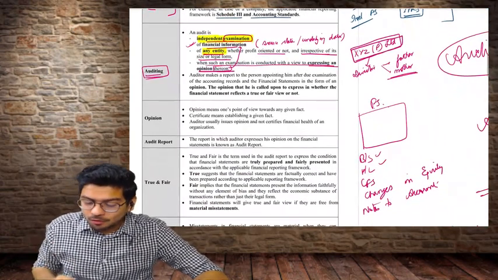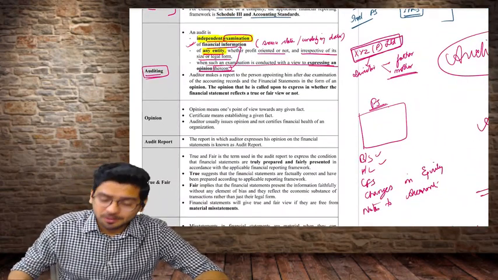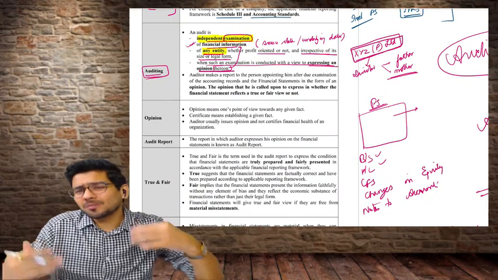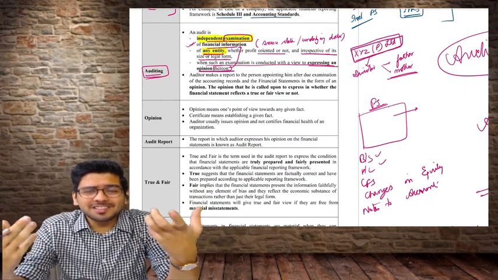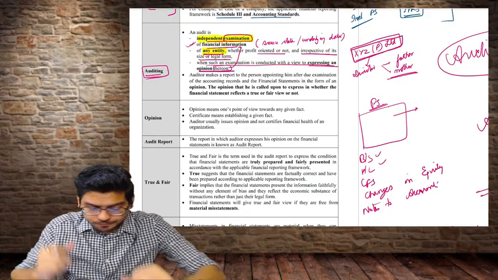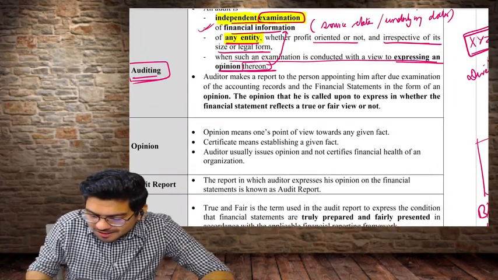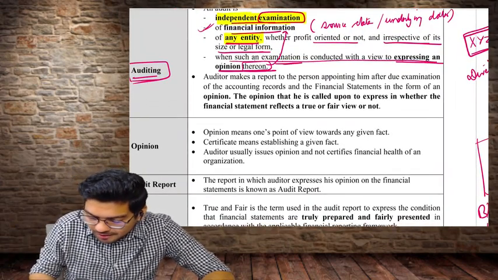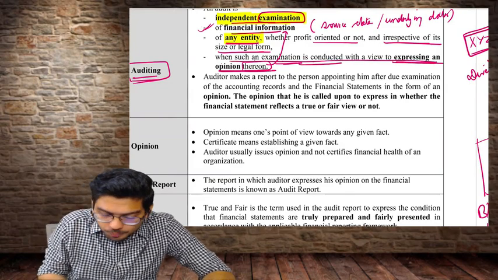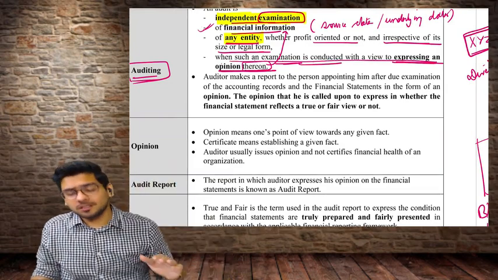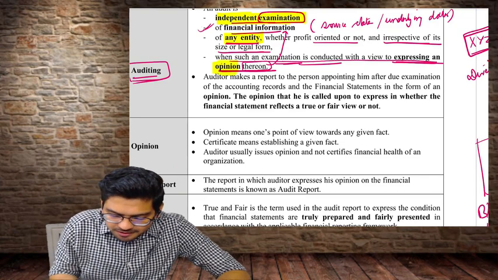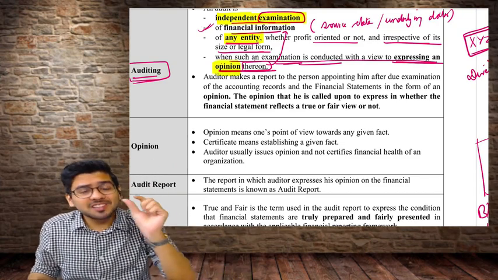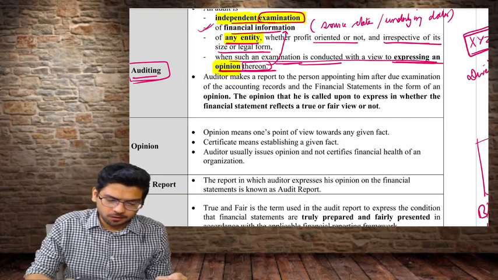Now, generally, what opinion do we give on the financial statements? That yes, the financial statements are correct. Let's say this is the opinion we are giving. So when such an examination is conducted with a view to express an opinion thereon, meaning on the financial statements, a very important word that you have to understand is opinion. Let us understand the significance of the word opinion here.